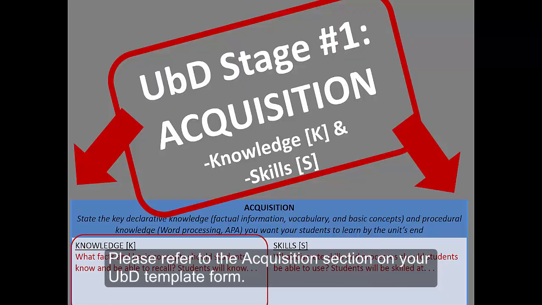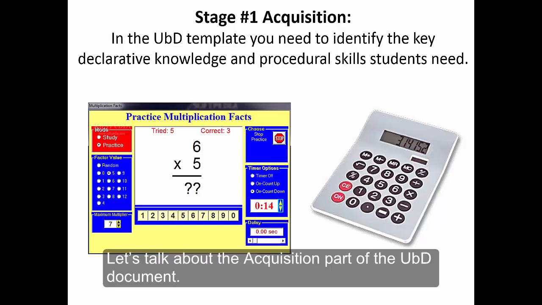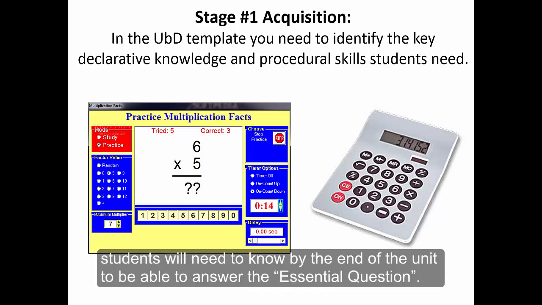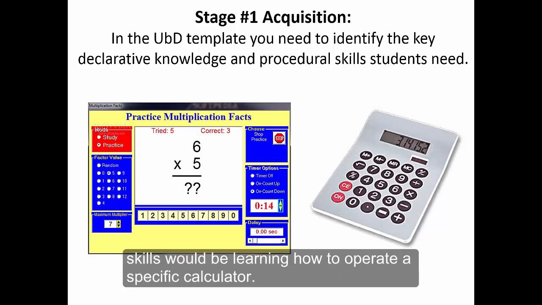So please take out your UbD template form and refer to the acquisition section. Let's talk about the acquisition part of the UbD document. In the UbD template, you will need to identify the declarative knowledge and procedural skills students will need to know by the end of the unit to be able to answer the essential question. Examples of declarative knowledge would be multiplication, and an example of a procedural skill would be how to use a specific calculator.